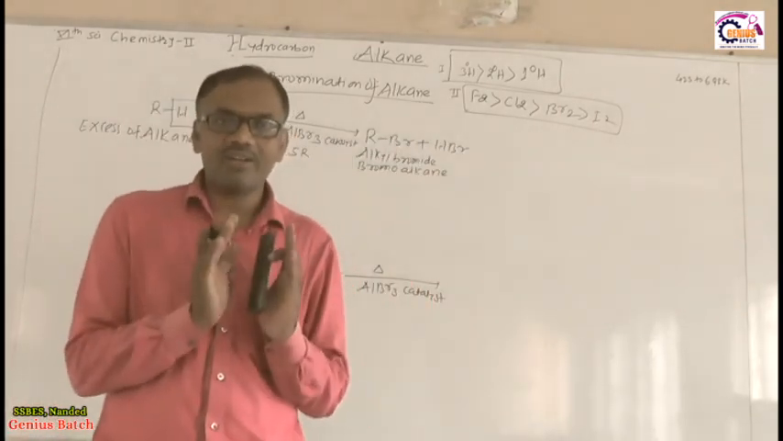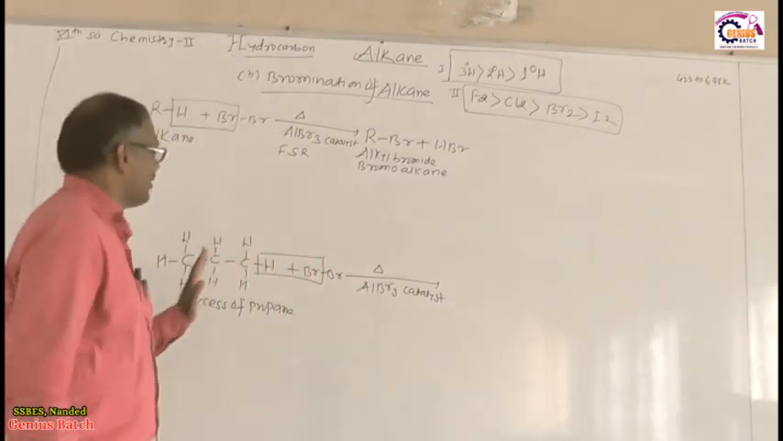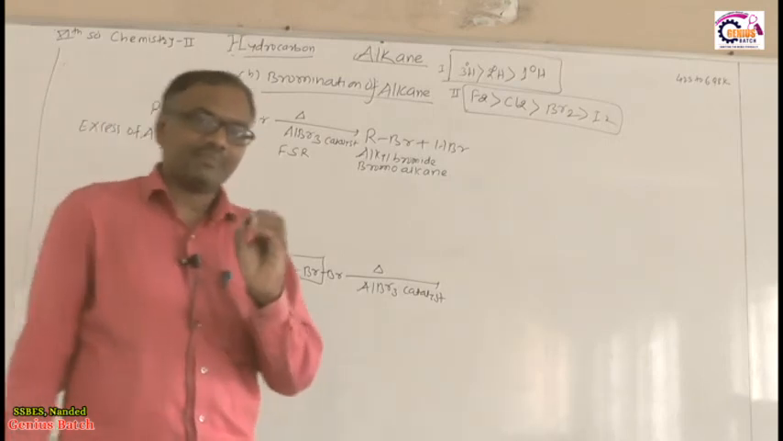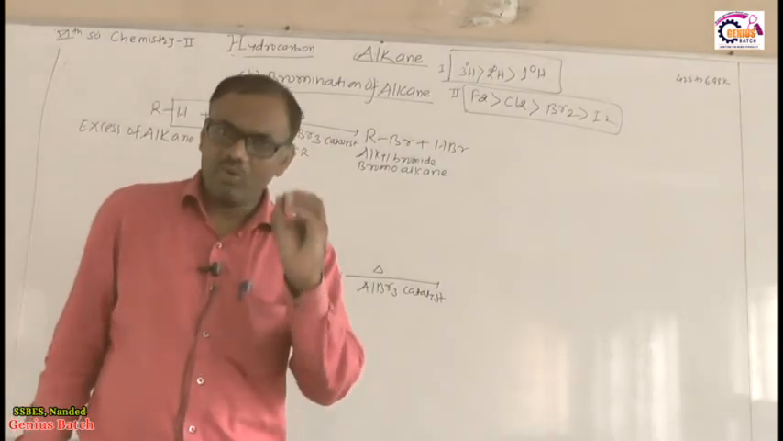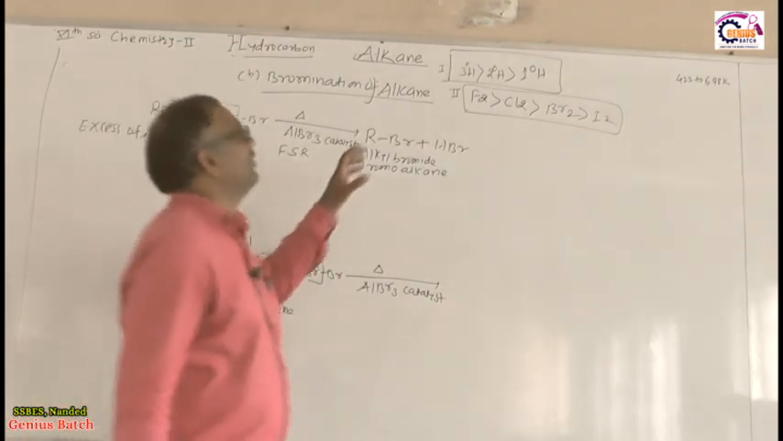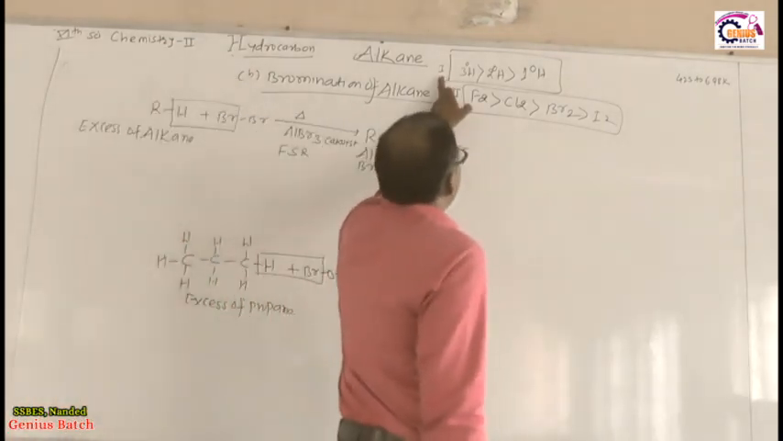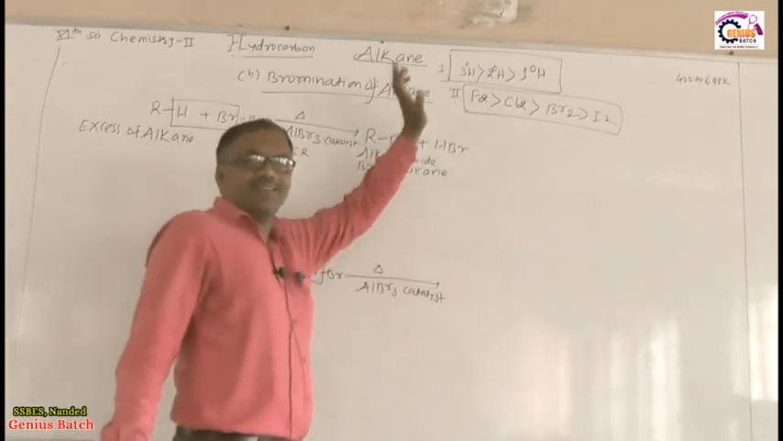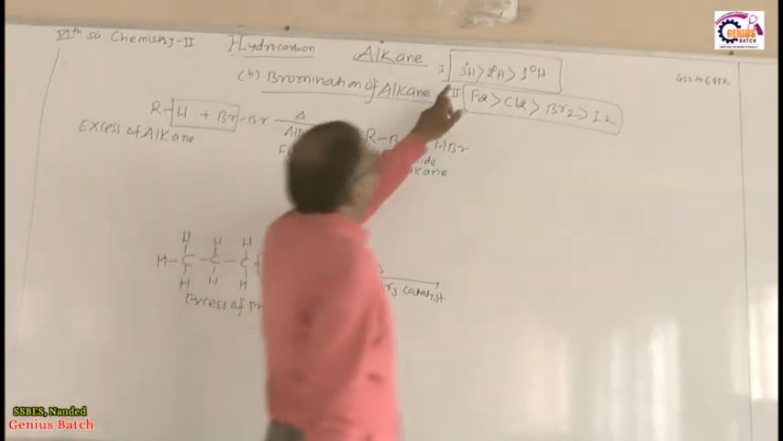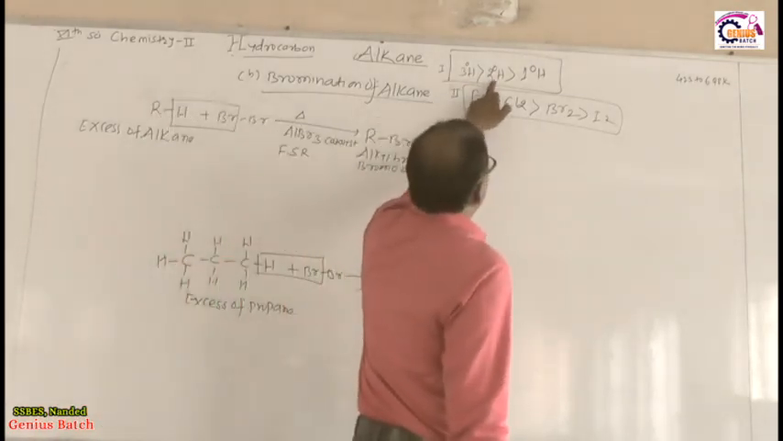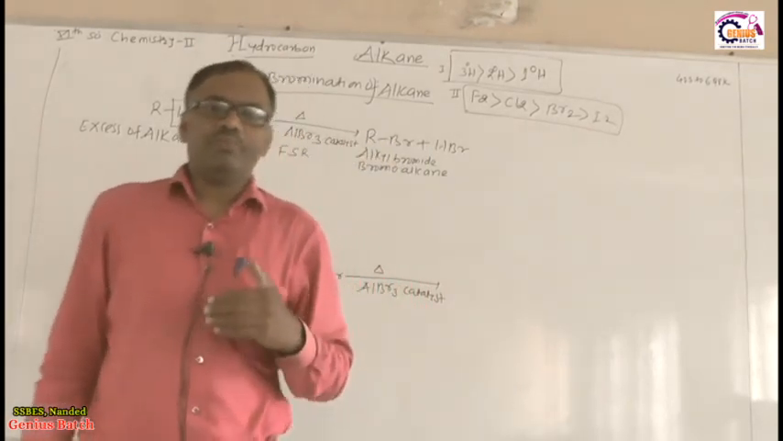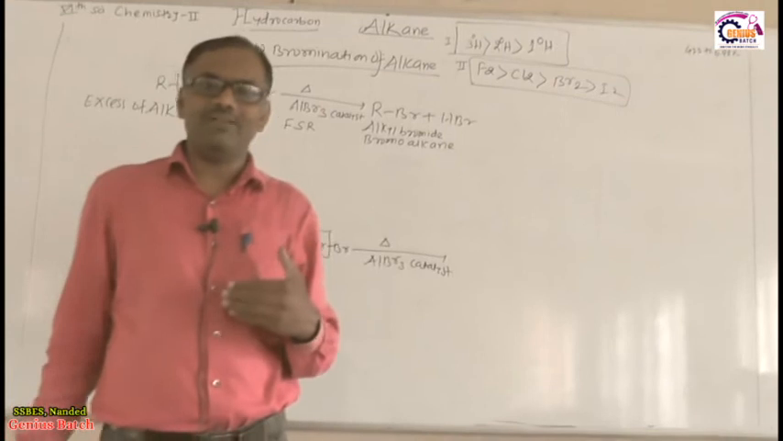So how to solve such questions? Keep in mind, whenever you complete the reactions of bromination of alkane or chlorination of alkane, you have to understand this trick. What is the trick? Order of replacement of hydrogen atom. Tertiary hydrogen is easily replaced, then secondary, then primary.